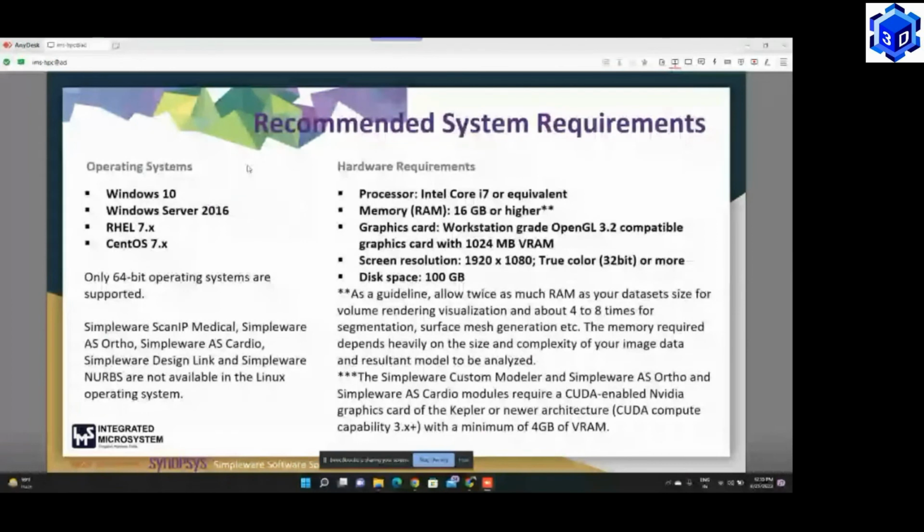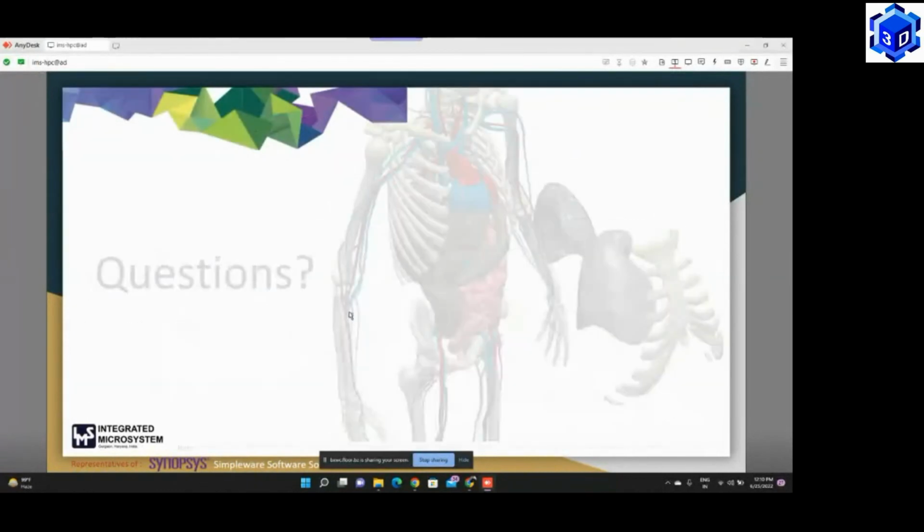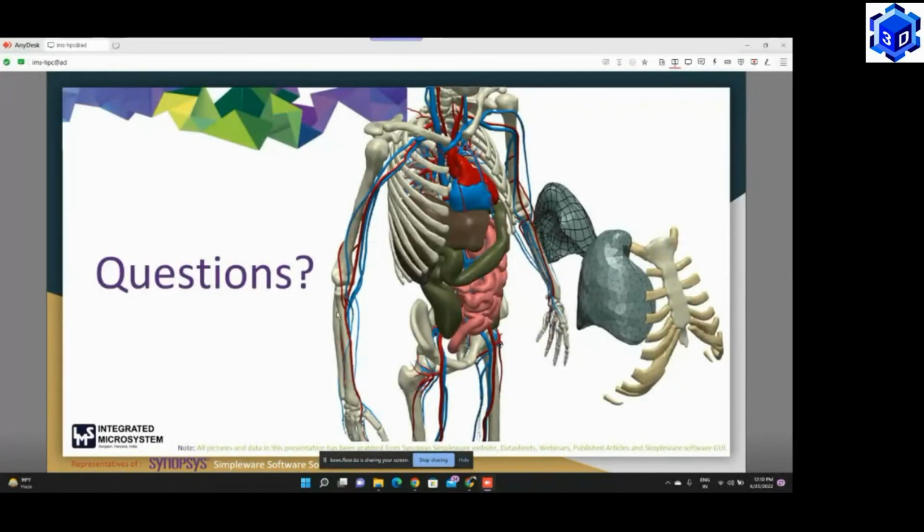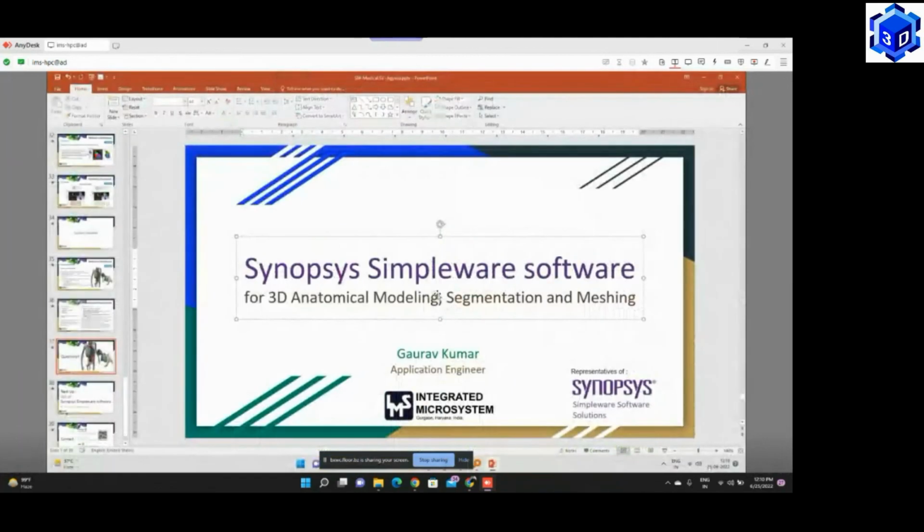These are the basic system requirements. In order to run the software, the system requirements are very basic, but it depends upon your data set. If you are working on a big data set, then you definitely need very capable hardware. But if you just want to explore the software, you can use it on a very basic system. So that's it for the presentation, and now I'll show you the live demonstration of the software.